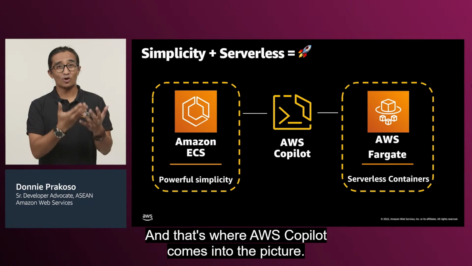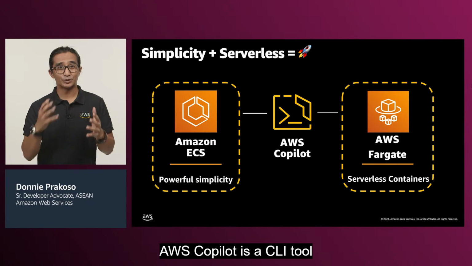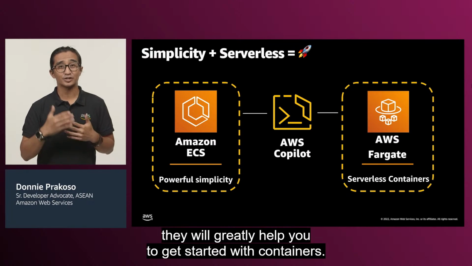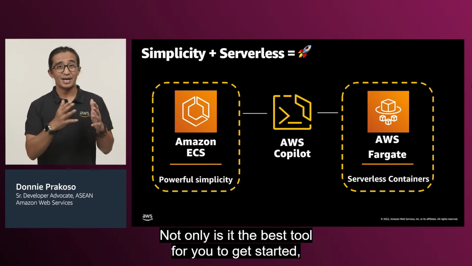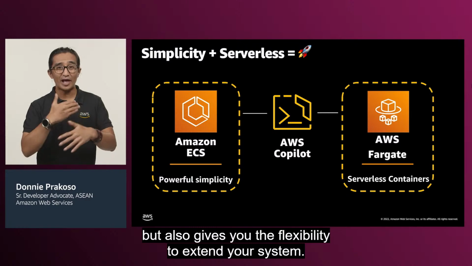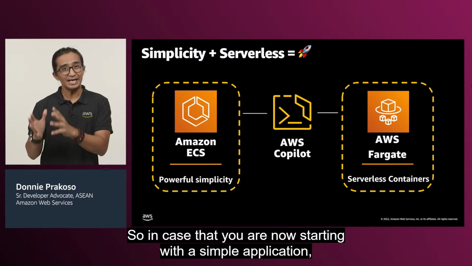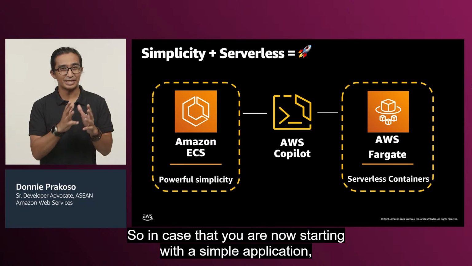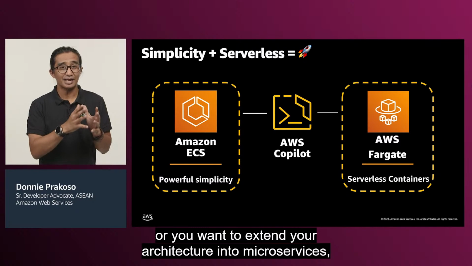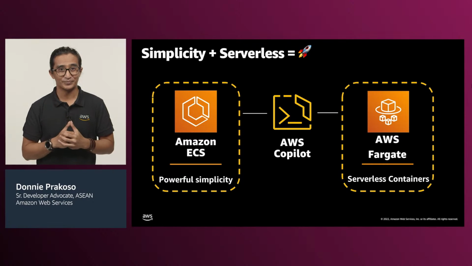And that's where AWS Copilot comes into the picture. AWS Copilot is a CLI tool that will greatly help you to get started with containers. Not only is it the best tool for you to get started, but it also gives you the flexibility to extend your system. So in case you are now starting with a simple application, or you want to extend your architecture into microservices, AWS Copilot has it all for you.